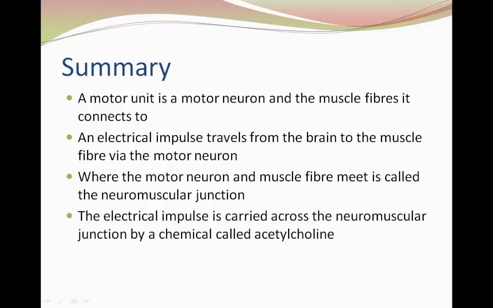And then with the message from the brain, you've got the motor unit, which is the motor neuron, and it connects to the muscle fibers. Then an electrical impulse travels from the brain to the muscle fiber via the motor neuron, and where the motor neuron and that muscle fiber meet, that's called the neuromuscular junction, and the electrical impulse is carried across that neuromuscular junction by a chemical called acetylcholine.